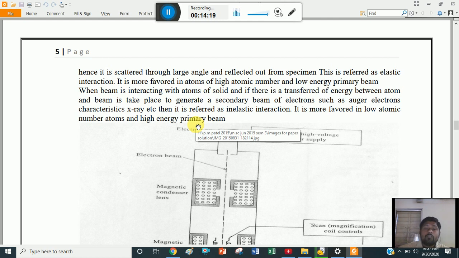That means if you remember that inelastic interaction is favored by low atomic number and high energy beam, then what is the reverse of that? That is the elastic interaction, high atomic number atoms and low energy primary beam. Okay, so in that way you can easily remember the types of interaction in SEM.